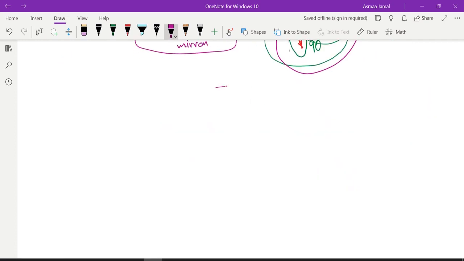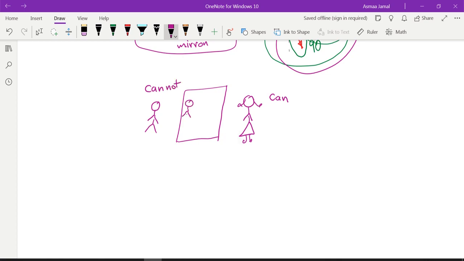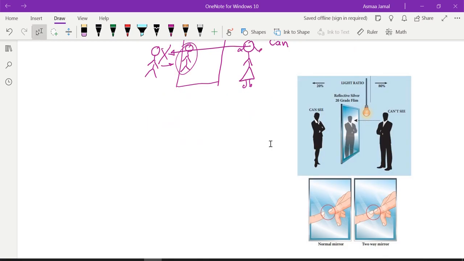So let's say that a window with a semi-silvered mirror, here you are, and that's your friend. Your friend can see you, but you cannot see your friend. You will see your reflection on that window. So she can see you, but you cannot see her. The only thing you're going to see is your reflection. You can see this technique in the changing room.